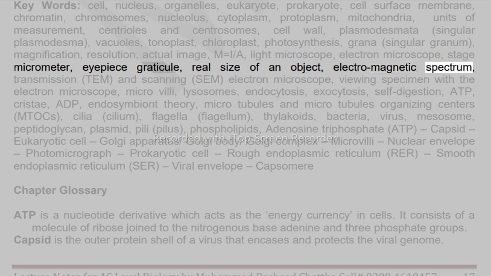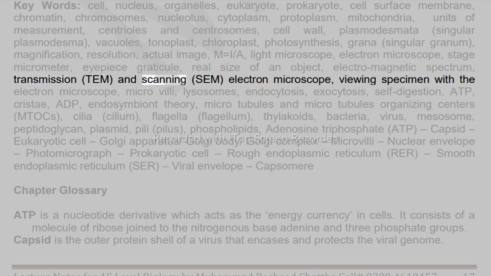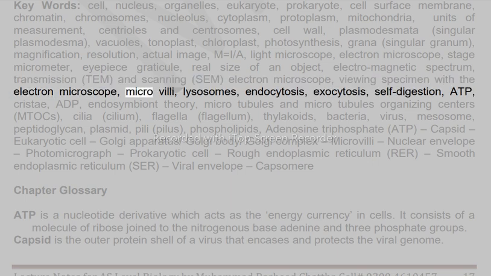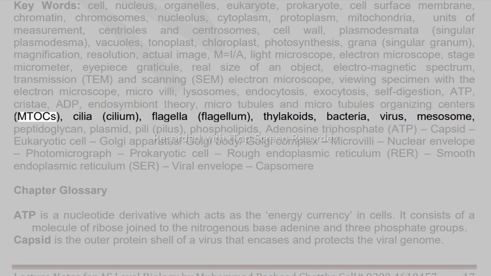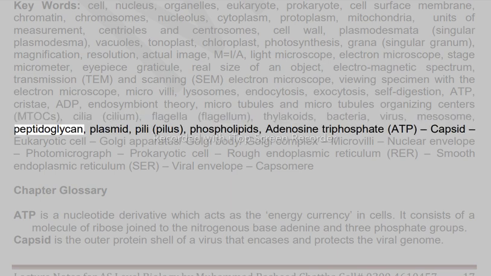transmission (TEM) and scanning (SEM) electron microscope, viewing specimen with the electron microscope, microvilli, lysosomes, endocytosis, exocytosis, self-digestion, ATP, cristae, ADP, endosymbiont theory, microtubules and microtubule organizing centres, cilia, cilium, flagella, flagellum, thylakoids, bacteria, virus, mesosome, peptidoglycan, plasmid, pili, pilus, phospholipids, adenosine triphosphate, ATP, capsid.